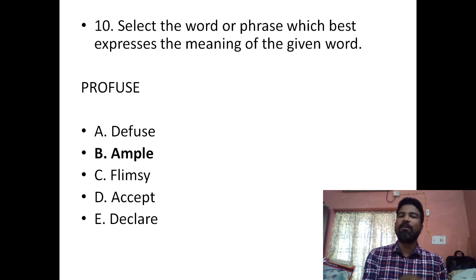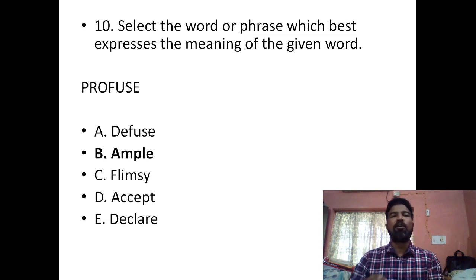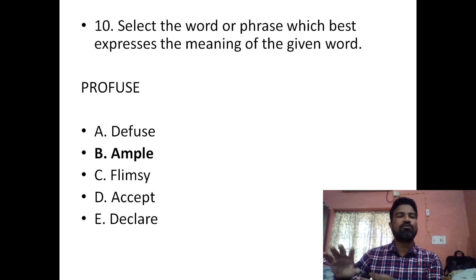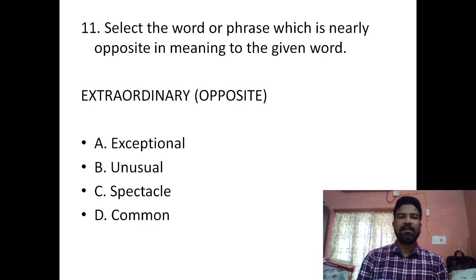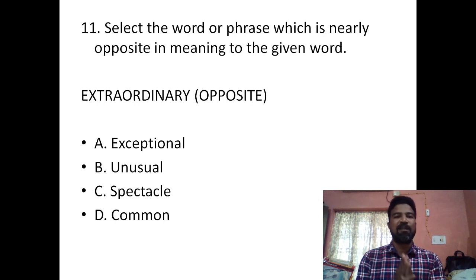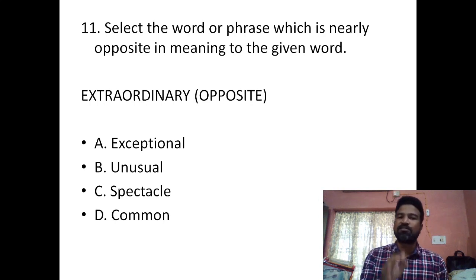The talented people always have an option of profuse careers, profuse employability options. So profuse means ample, so many, in plenty. Select the word or phrase which is nearly opposite in meaning to the word given. So here it's not a synonym, it's going to be antonym. We need to find the antonym for the word extraordinary, and the options are exceptional, unusual, spectacle, common. Your time starts now.